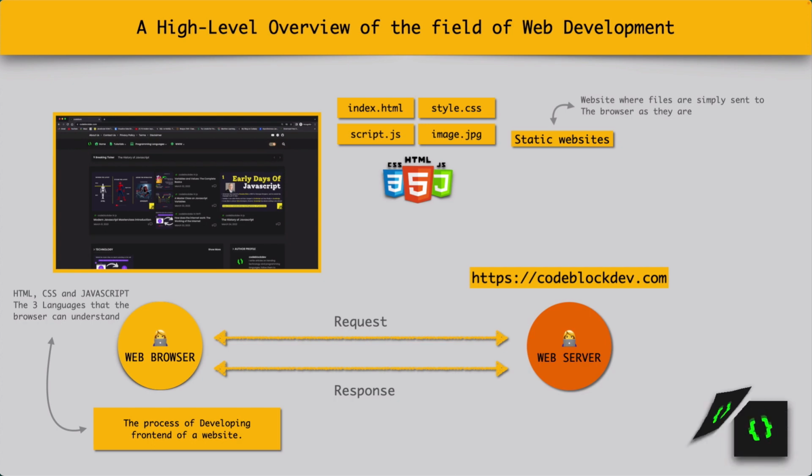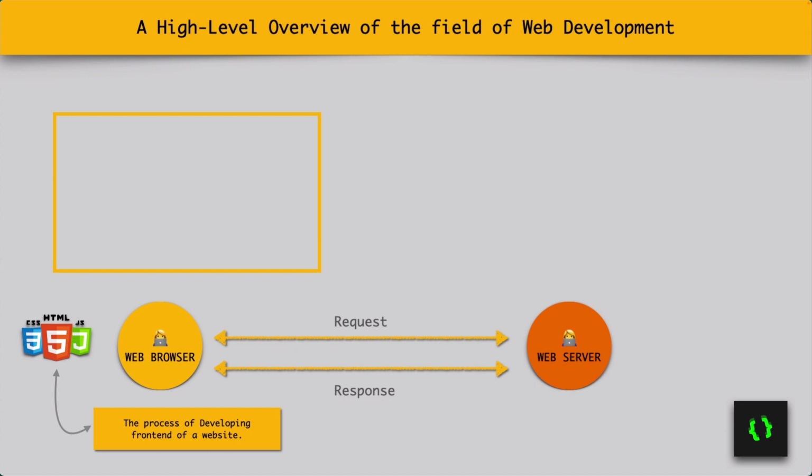So let's try another example here. So let's try to understand what would happen when you try to access a website like youtube.com. So again, the first step that happens is a request is sent to the server where youtube.com is hosted. Now, websites like youtube.com are different from a website like codeblockdev.com, which is a static website. And the reason behind this is that complex websites like youtube.com are completely different because there is a lot of content that always keeps changing.